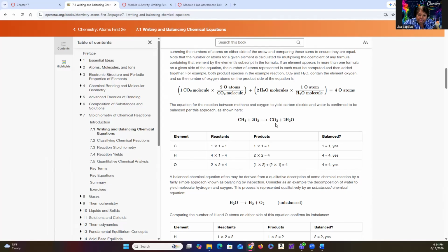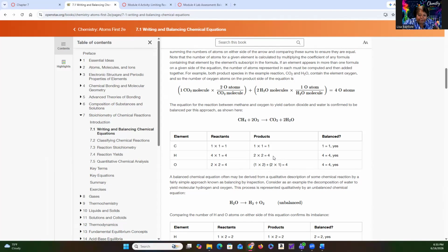So if we look at the product side, we have a coefficient of 1 for carbon and a subscript of 1. So we get 1 carbon. We have a coefficient of 1 and a subscript of 2 for oxygen. So 1 times 2 is going to be 2. But oxygen is in 2 places. So on here, we have a coefficient of 2, a subscript of 1. So 2 times 1. If we add them together, we get 4. For hydrogen, a coefficient of 2, a subscript of 2. We're going to multiply the numbers and we get 4.